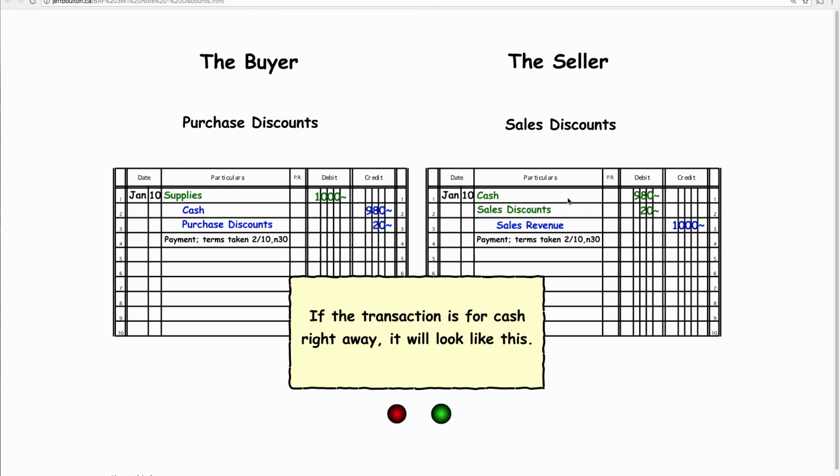And the sales revenue would have been $1,000 cash, but there's going to be a discount. So it's 2% less. It's $980. And that missing 20 goes into sales discounts because it's the sale for the seller. And they credit revenue for the full amount charged, even though they don't get the full amount. That's how it works.